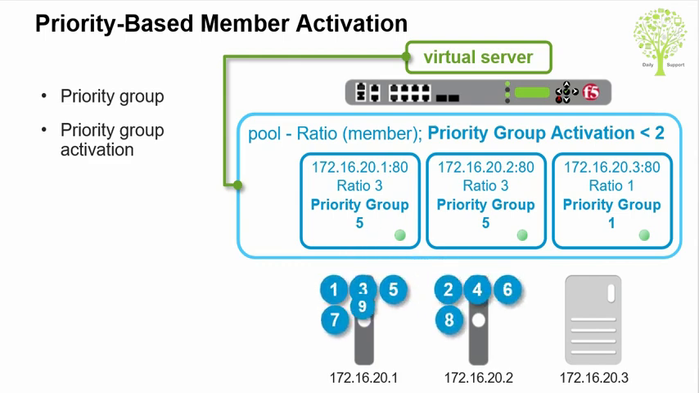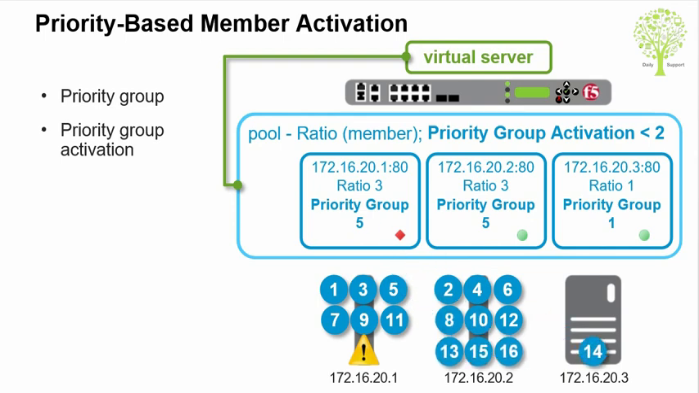You specify a priority group for each member in the pool. Here, we've placed our 2 larger capacity pool members in priority group 5. Our smaller capacity server is in priority group 1.